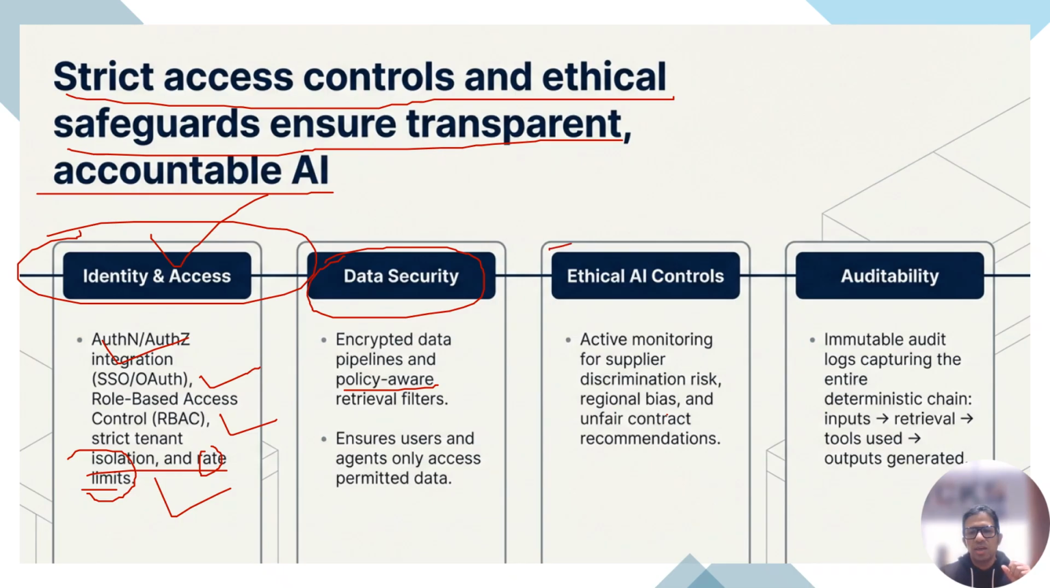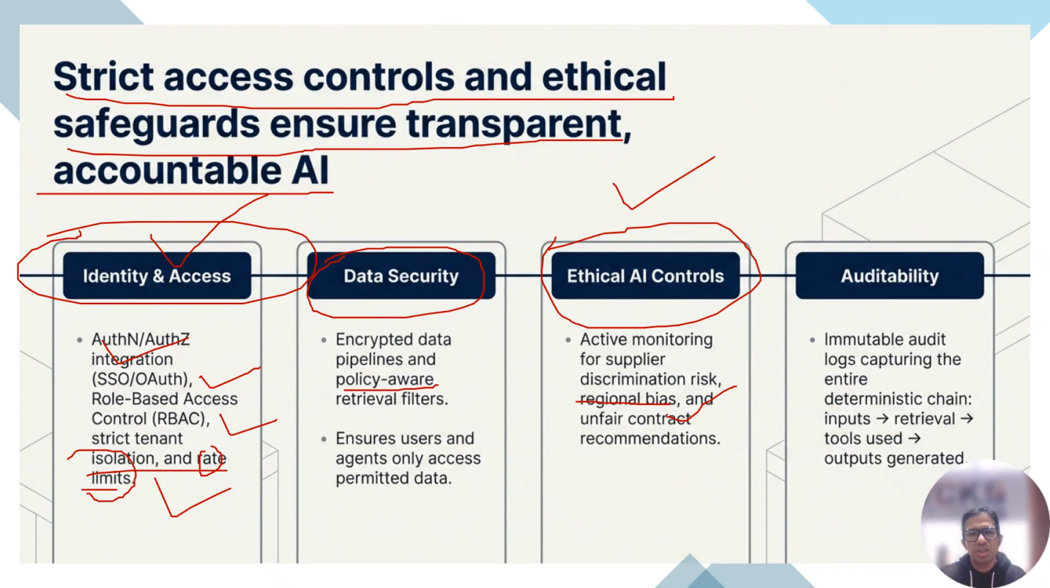Now comes ethical AI controls, this one. Third pillar, ethical AI controls. We actively monitor supplier discrimination risk. See, regional bias. We monitor regional biases. And we monitor unfair contracts recommendations. Why does this matter?